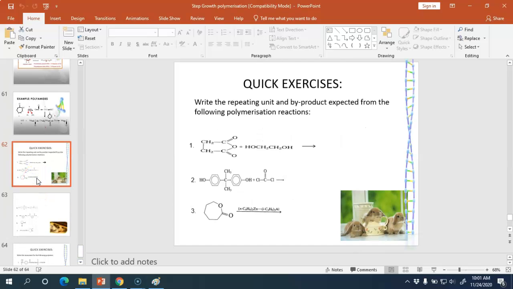Okay, we have a quick exercise. Write the repeating units and byproduct expected from the following polymerization reaction. So please try at home. Try to refer to the notes earlier. Write the repeating units and byproduct expected from the following polymerization reaction. And I assume this is your exercise at home.